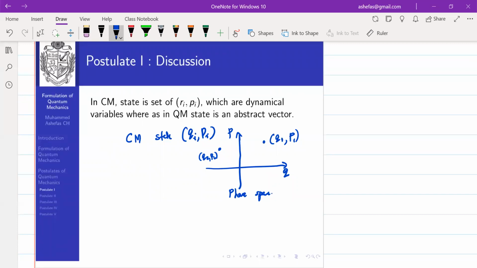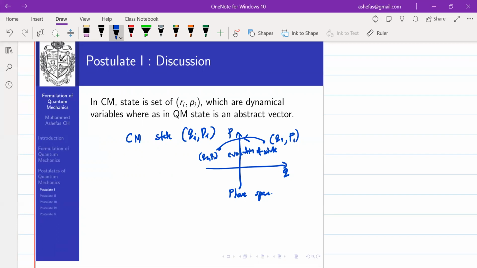Suppose the present state is Q1 P1 and the future state is Q2 P2. Then there will be only a single trajectory connecting these two. This trajectory represents the evolution of state. So the evolution of state in classical mechanics can be represented as a trajectory in phase space.